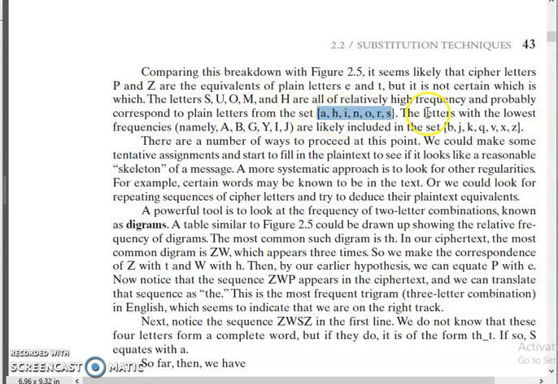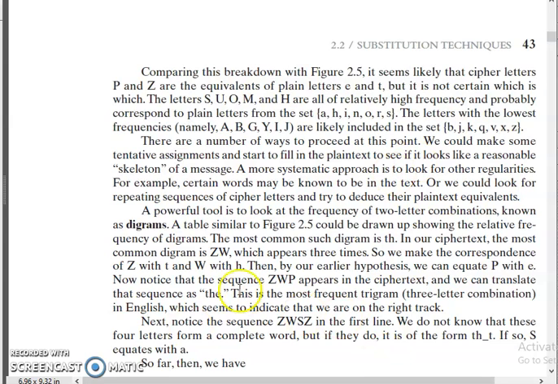Then the lowest frequencies in the ciphertext are A, B, G, Y, I, J, which are likely to correspond with B, J, K, Q, Z. Like that, the cryptanalyst easily matches the ciphertext and retrieves the plain text. Here the cryptanalyst knows the English language very well. In English, the highest frequency letters are E and T. In the ciphertext, the highest frequency letters are P and Z. So wherever P occurs, the cryptanalyst replaces P with E. Wherever Z occurs, the cryptanalyst replaces it with T, and easily finds the plain text.